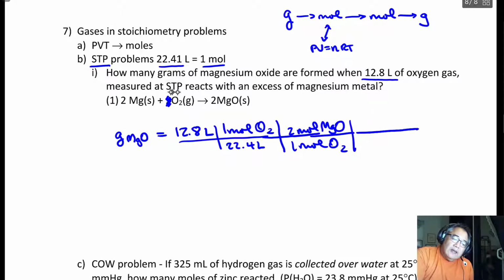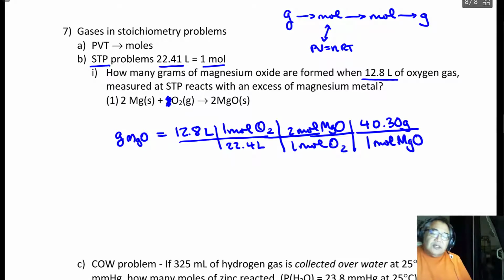And then I want grams, and so what I need to have here is the molar mass of magnesium oxide. That will be 40.30 grams for every 1 mole of MgO. And I just added the mass of magnesium and oxygen together to get that. And so I can do this calculation.